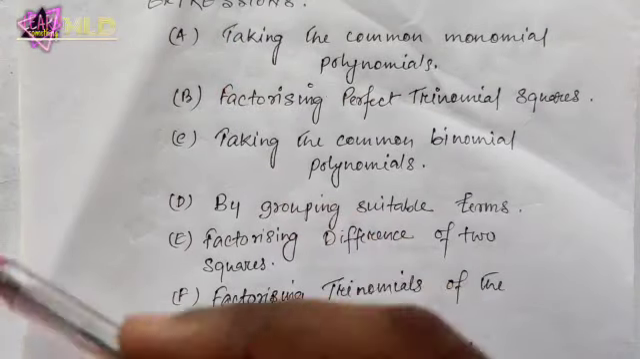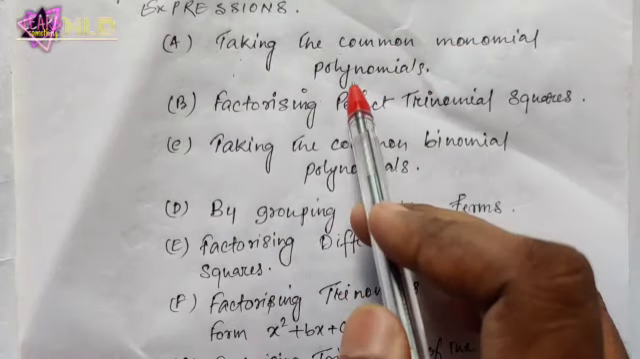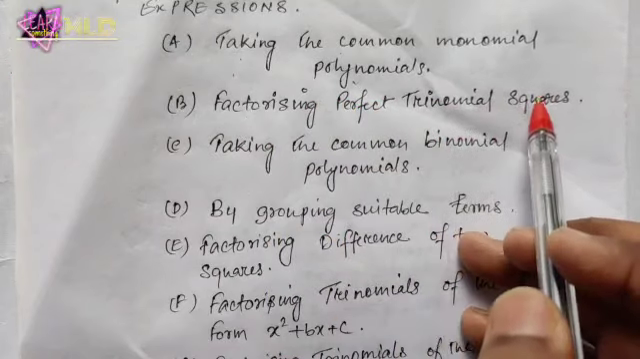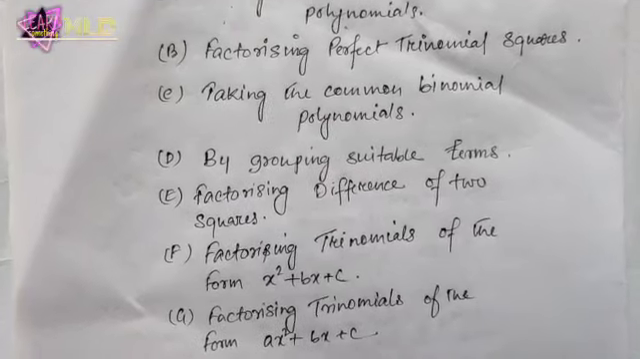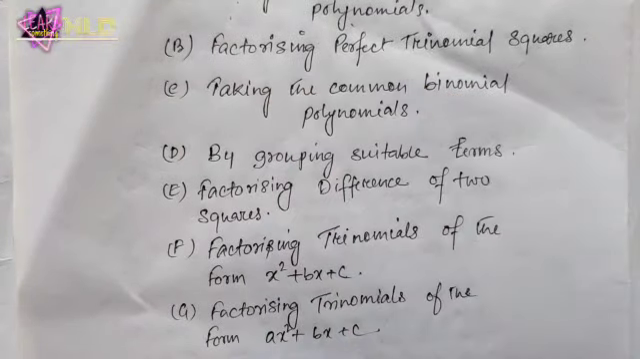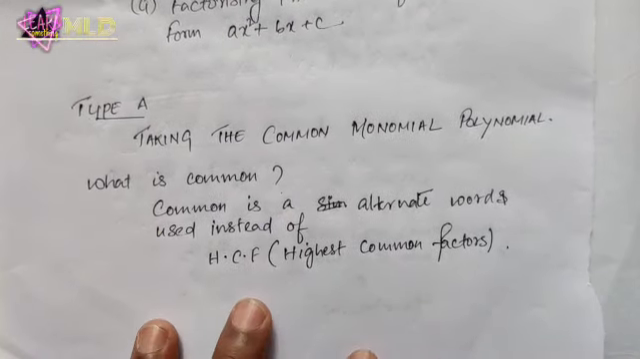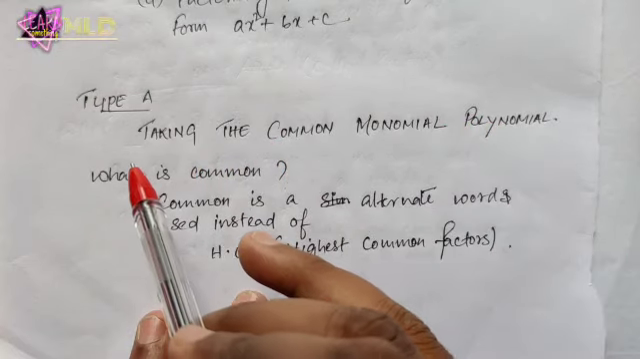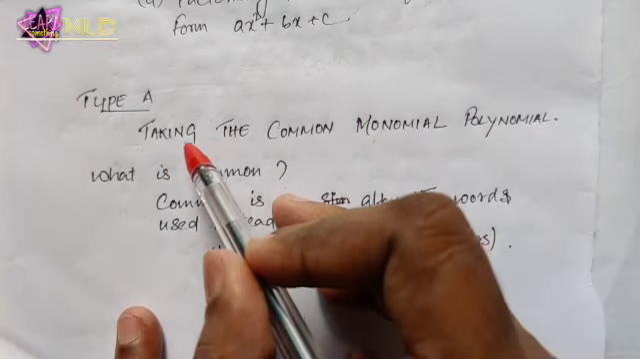Some expressions you can factorize by taking the common monomial or polynomial. Some you can factorize by making them perfect squares of trinomials. So there are different expressions which you can factorize with a particular method, and there are more. Here I will discuss a few of them. Type 1: taking the common monomial or polynomial.